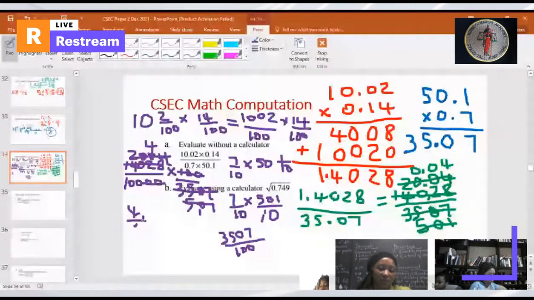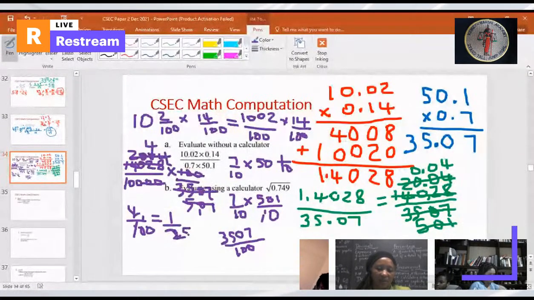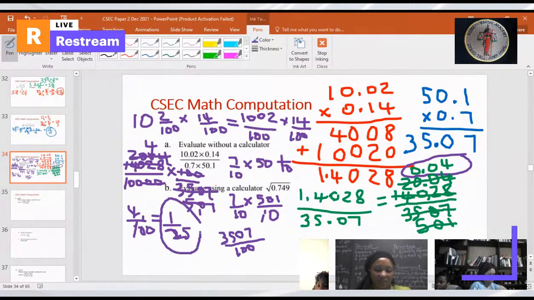4 over 100, which is what? 1 over 25. Which is the same as the 0.04 here, but as a fraction. So that is our answer when we worked it as a decimal, and that's our answer as a fraction. To me, though, I would prefer to work it as a fraction because then you can always just reciprocate, cancel, that kind of stuff. It's easier as opposed to having to divide by decimals.